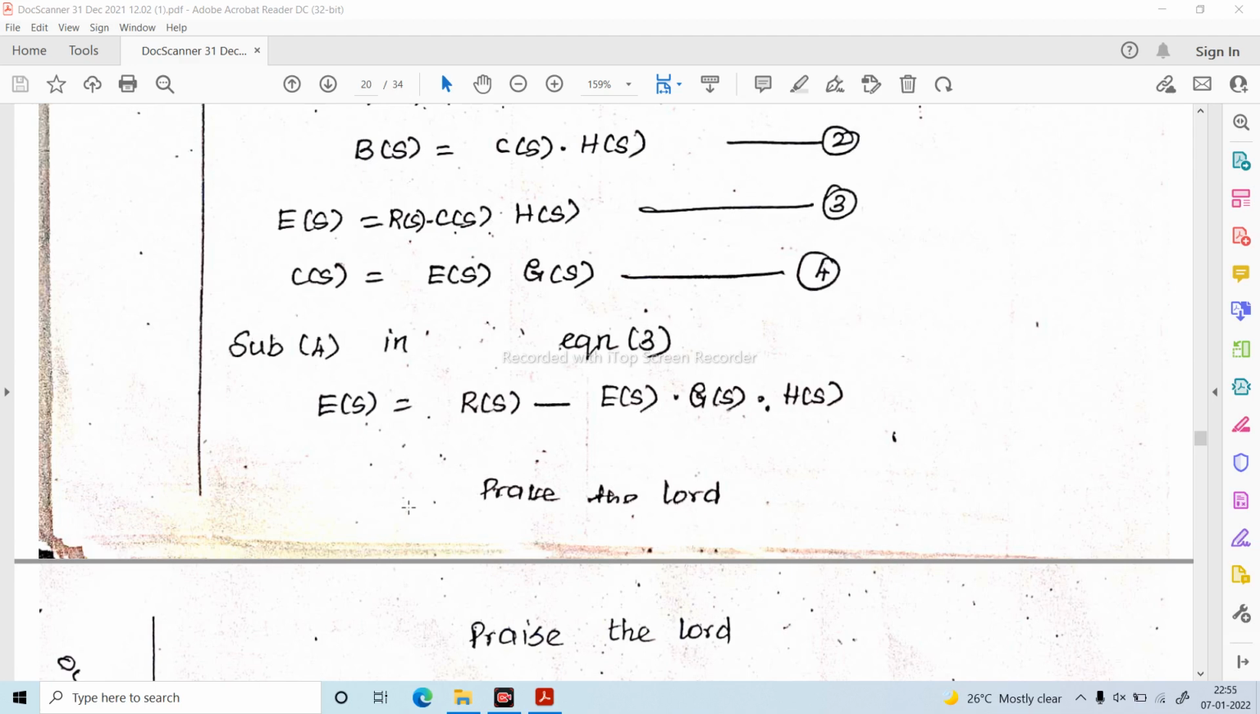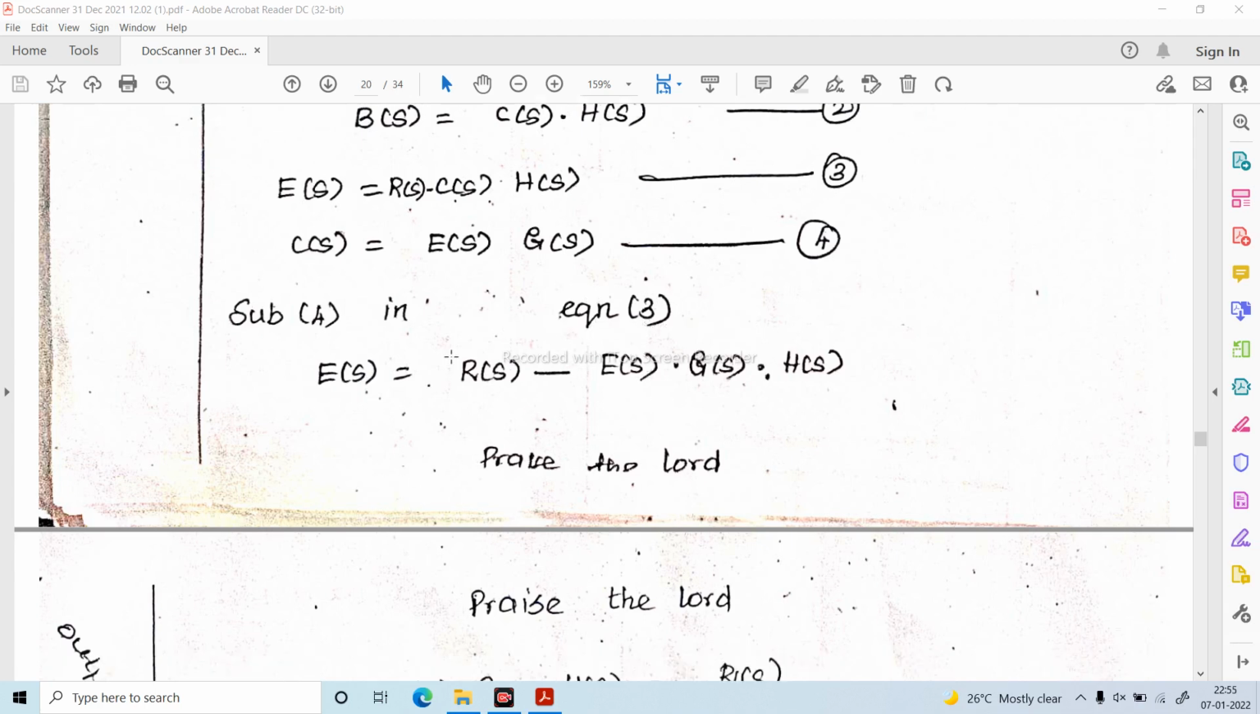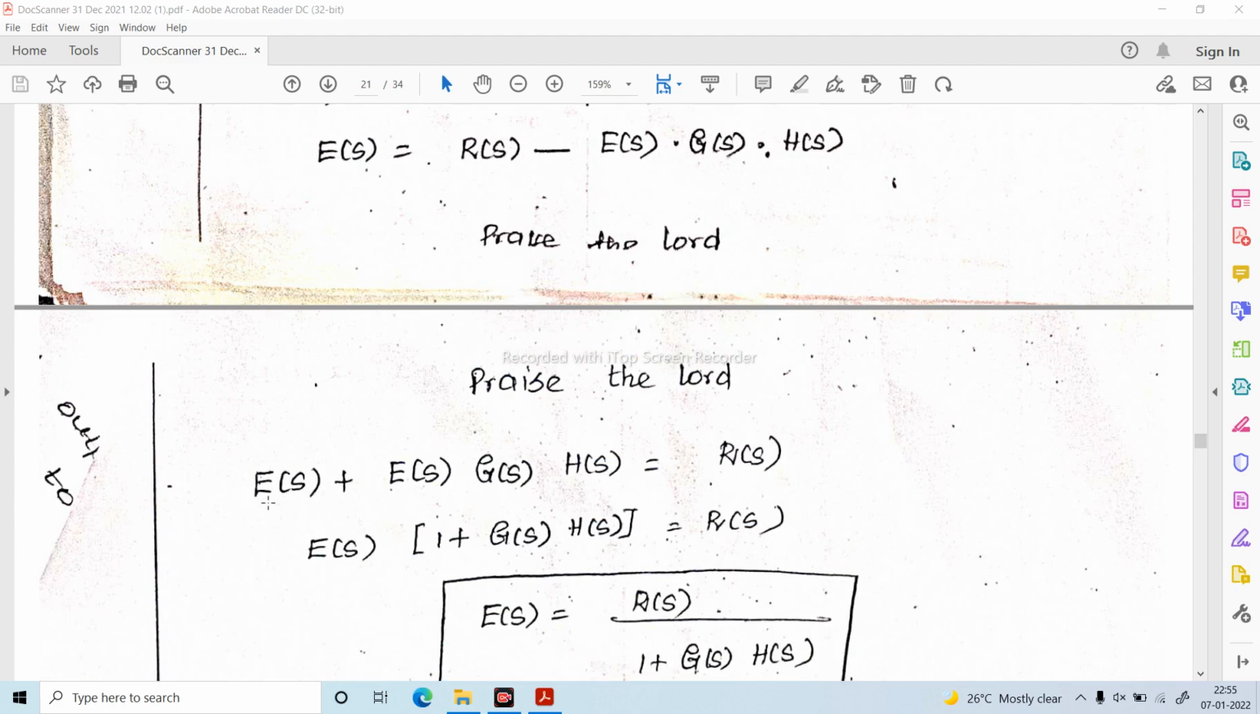So we take E of S. Here also we have E of S, G of S and H of S. From this I can rewrite the equation like this: E of S plus E of S into G of S into H of S is R of S. From this I have to take E of S outside.